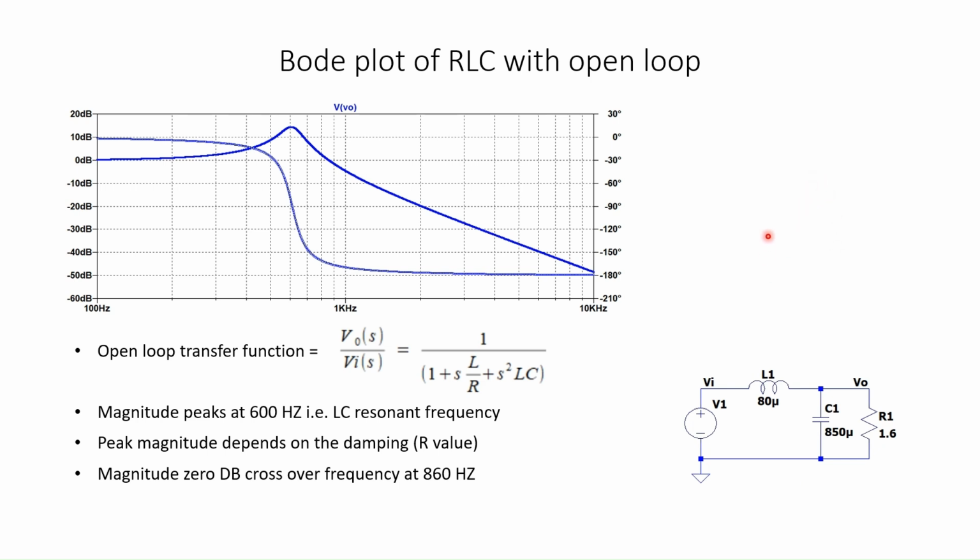So this is the Bode plot of RLC with open loop, which we have already seen. We've seen that at the resonant frequency 1 over root LC, there is a peaking, and 0 dB at lower frequencies and a 40 dB per decade drop in the magnitude at higher frequencies, and around the corner frequency the phase varies from 0 degrees to minus 180 degrees.